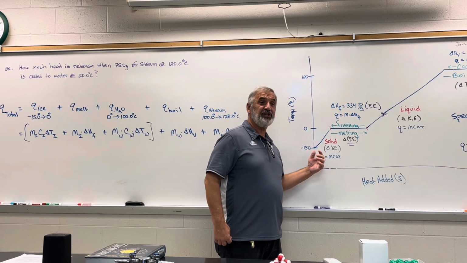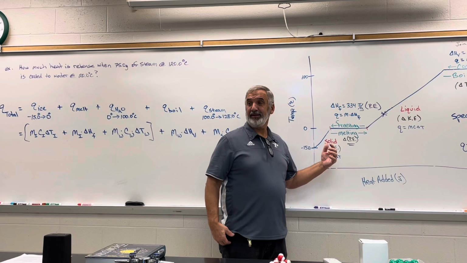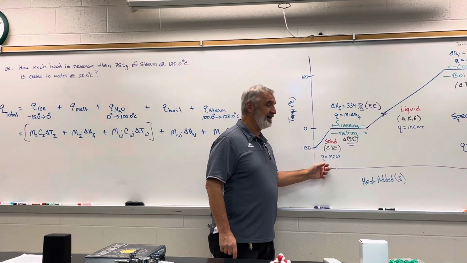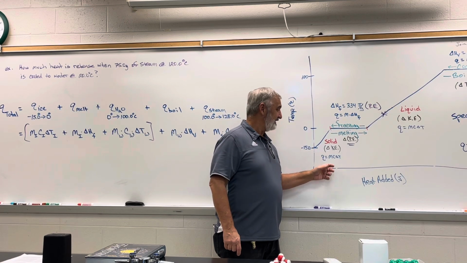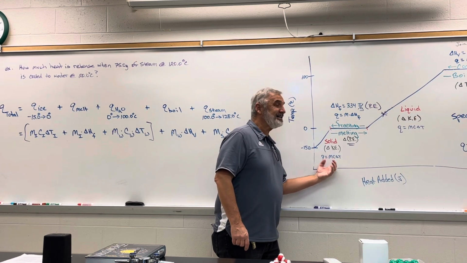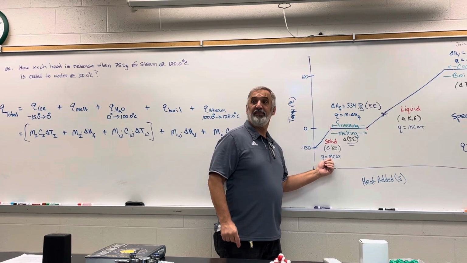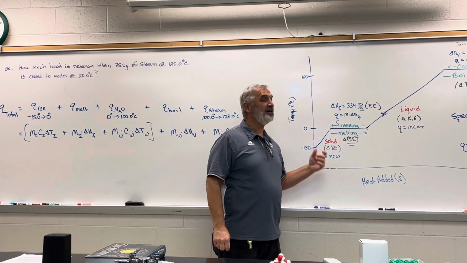How do we solve for Q? Okay, we have three. Aiden: mCΔT. Very good. And in that, what does C represent? Kennedy: specific heat.